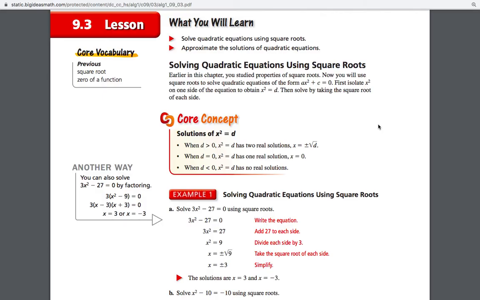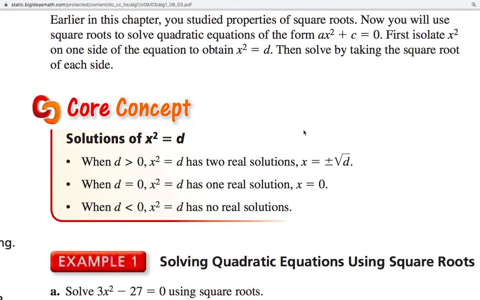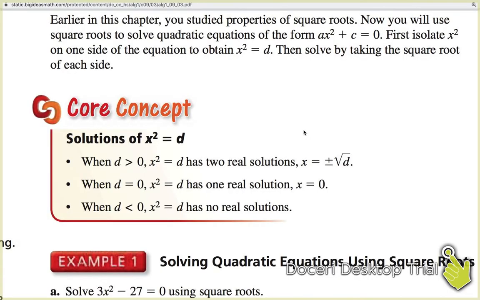Okay? Let's look at the book again here. I zoom right in on it. It tells you right here, when D is positive, then there are two real solutions, the plus and minus, right? When D is 0, then it has one solution, and it's going to be x is 0. When D is negative, then there are no solutions. So that's an important core concept. I would have that in your notes, right? I would make sure that you understand that concept moving forward. That's going to make things a lot easier for you.